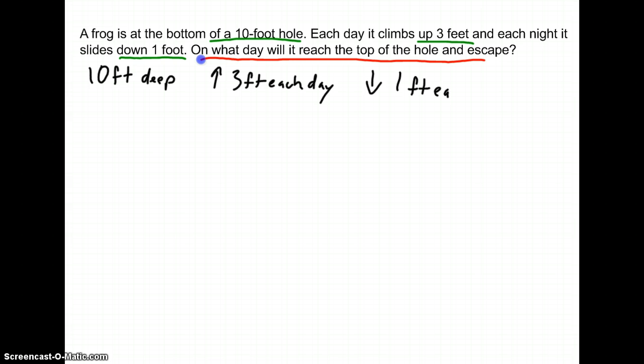So now I'm going to underline in green the information that's going to help us find that. So it's important to know that the hole is 10 feet deep and that the frog is going to climb up 3 feet each day. But then at night, it's going to slide down 1 foot. So now we've underlined the important parts of the problem. Now let's go through and rewrite this out. So we know that the well is 10 feet deep and that the frog climbs up 3 feet each day and slides down 1 foot each night.